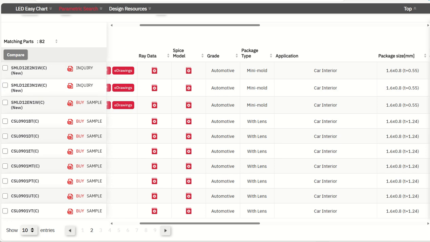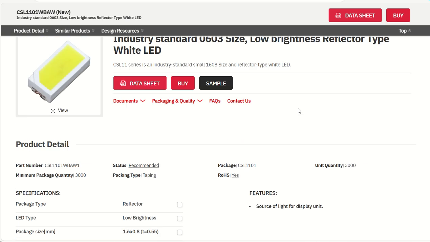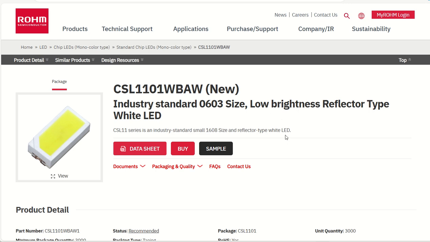Let us take one of the examples. The example that I'm going to take is CSL1101WBAW. So this is going to be a yellow LED, and it is a bit of a low brightness LED. We will take a high brightness one as well.